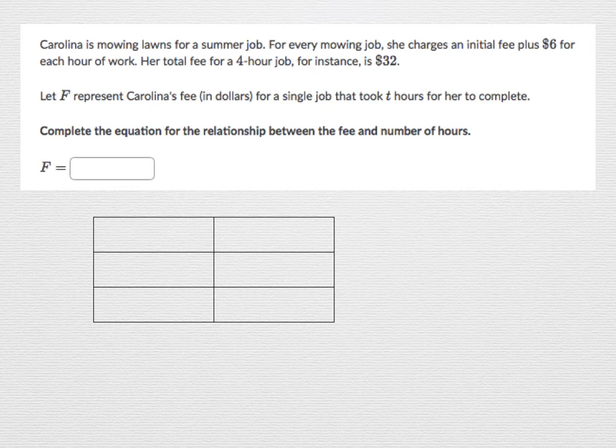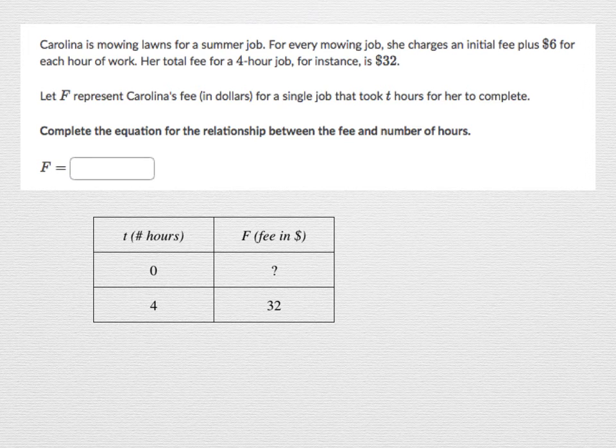So once again, I love to start with a table. It just seems to simplify the information that's given in words. My independent variable is T in hours. That's the number of hours she's working. My dependent variable is F, which is the fee that she's earning in dollars. 0 hours in, her initial fee. We don't know what that is, so I have to leave that blank for now. But I do know that for a 4-hour job, she charged $32.